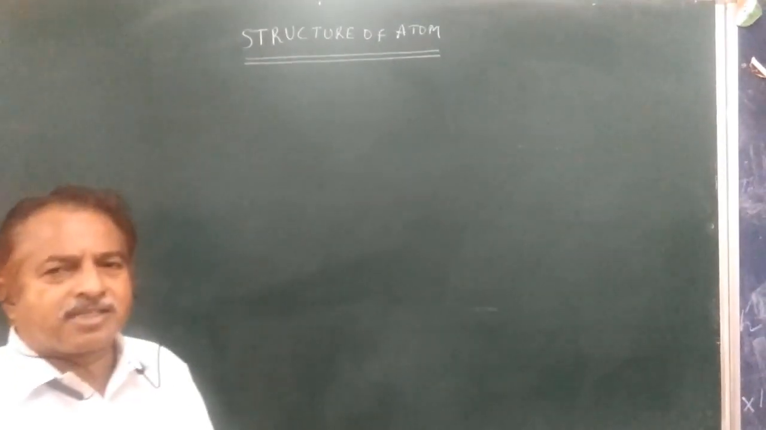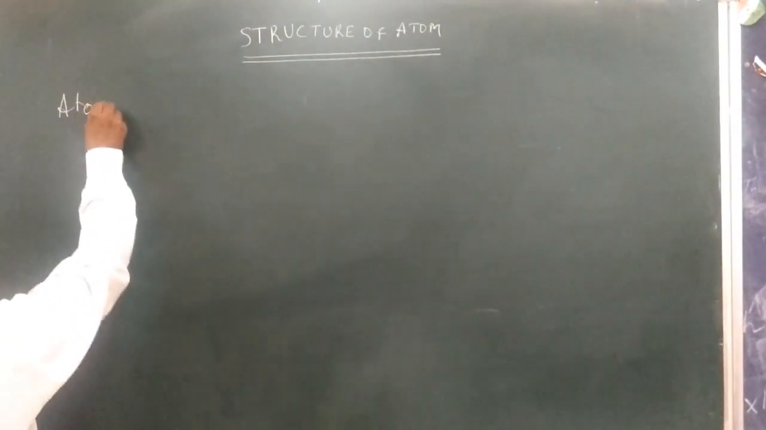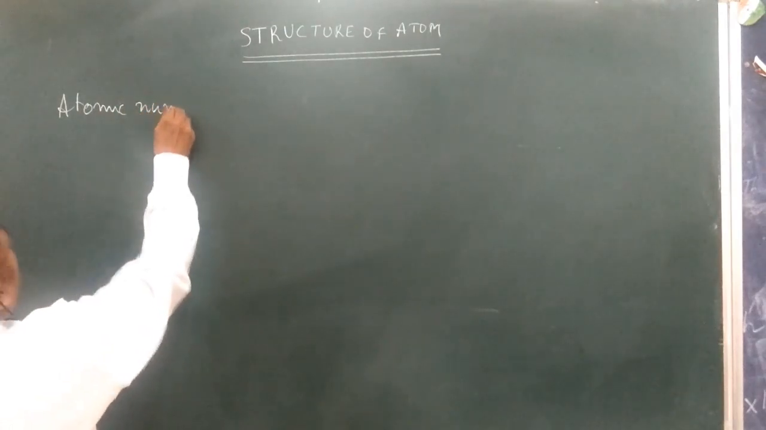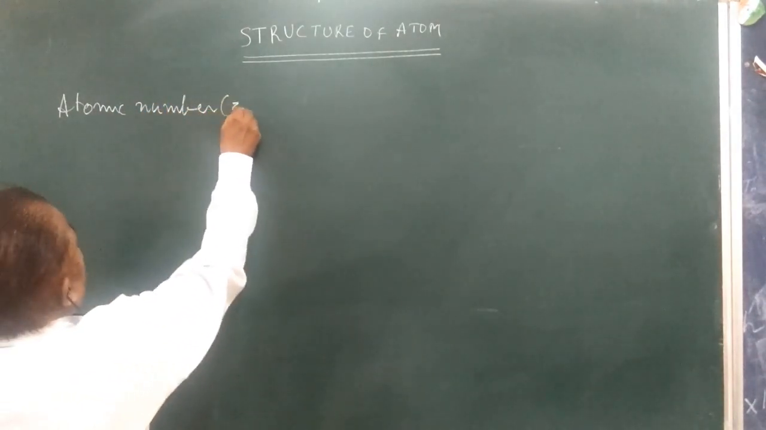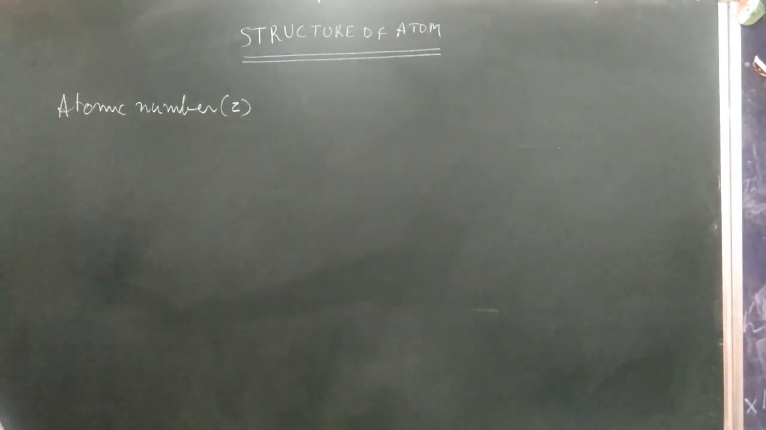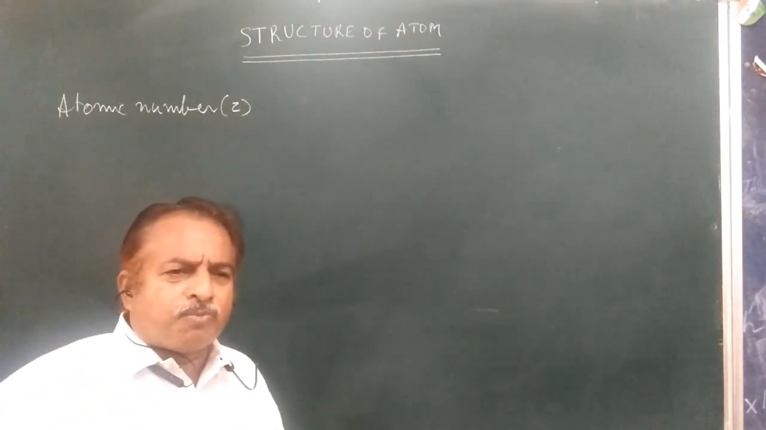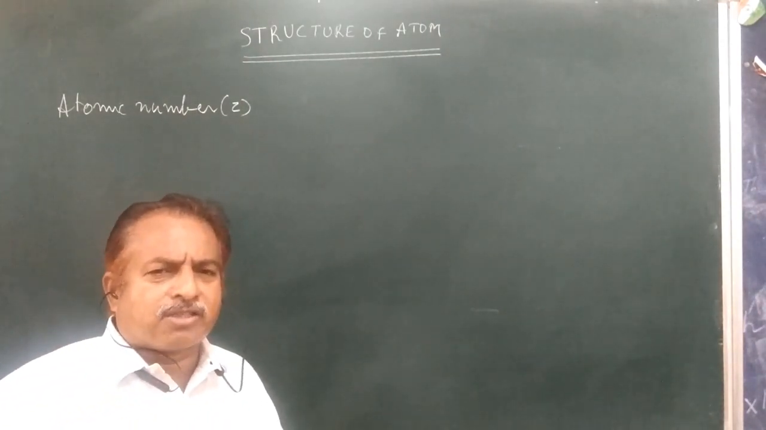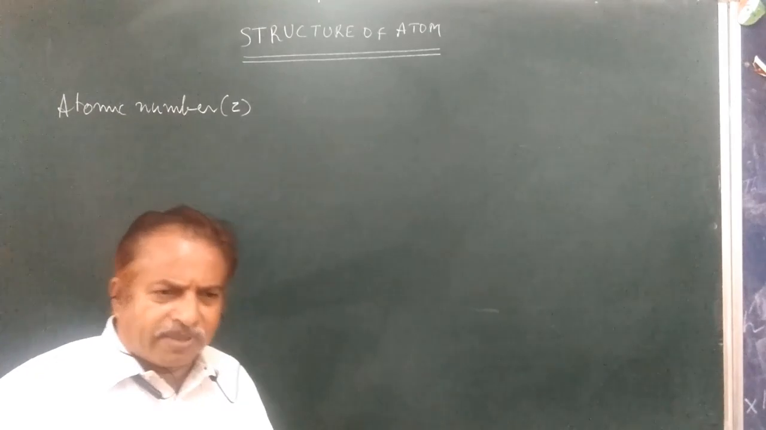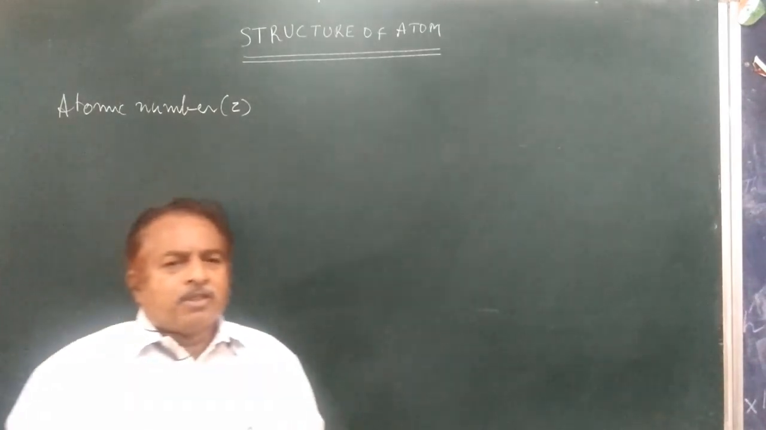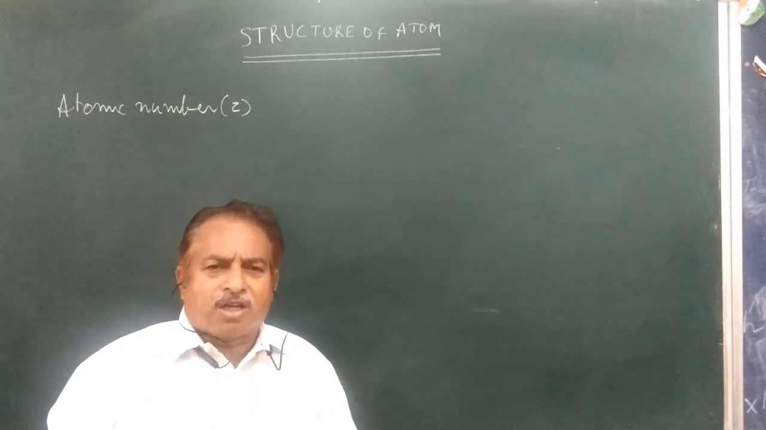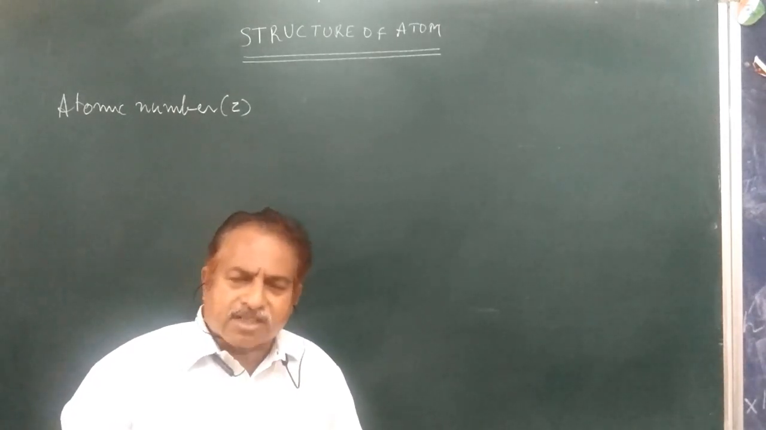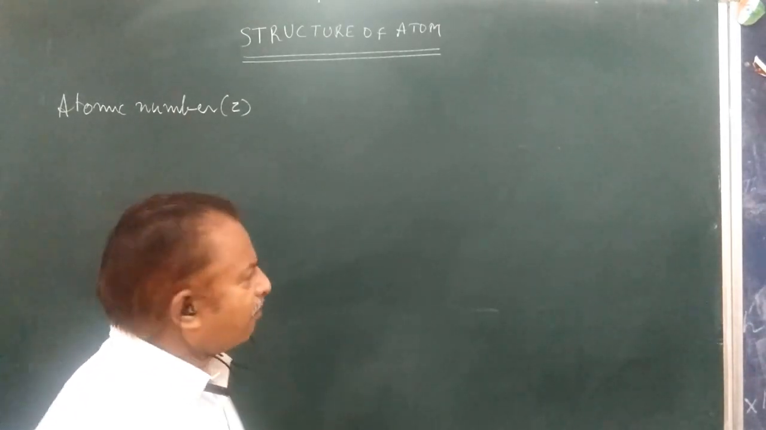Now let us discuss about atomic number and mass number. Atomic number. Atomic number is denoted by Z. Number of protons present in the nucleus of an atom of an element, or number of electrons that revolve around the nucleus, is referred as atomic number.